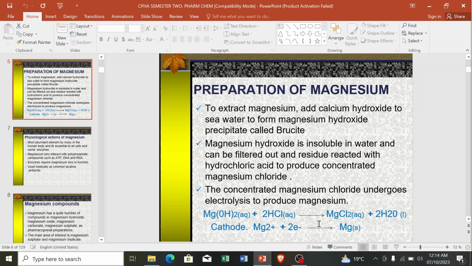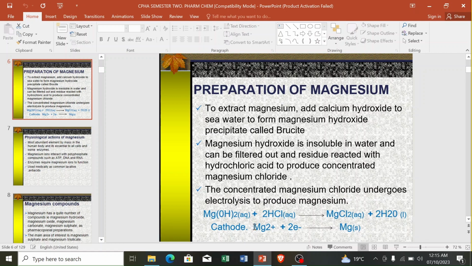And then this magnesium chloride undergoes electrolysis. For electrolysis to happen, we have both the cathode and the anode. At the cathode, we expect the cations to be attracted, and at the anode we expect the chloride ions. The chloride ions at the anode produce chlorine gas.